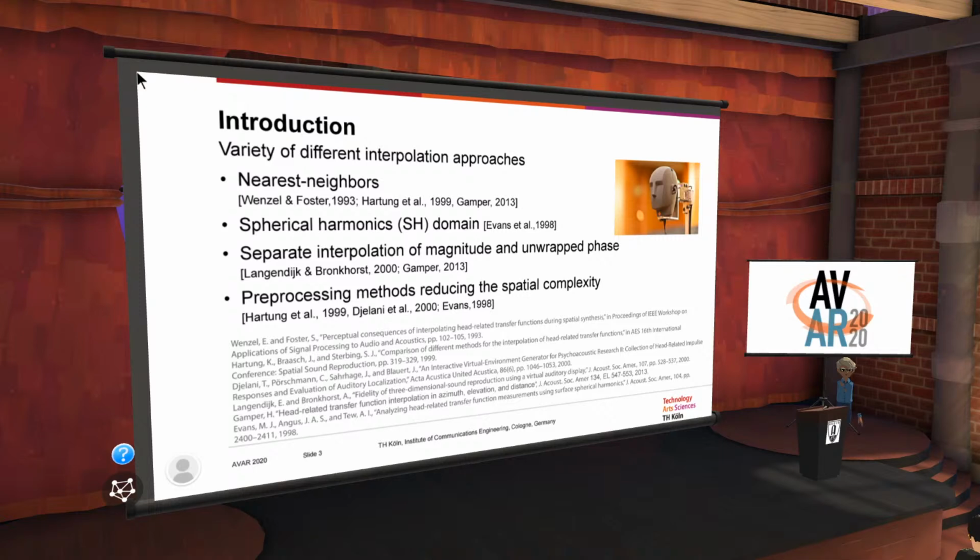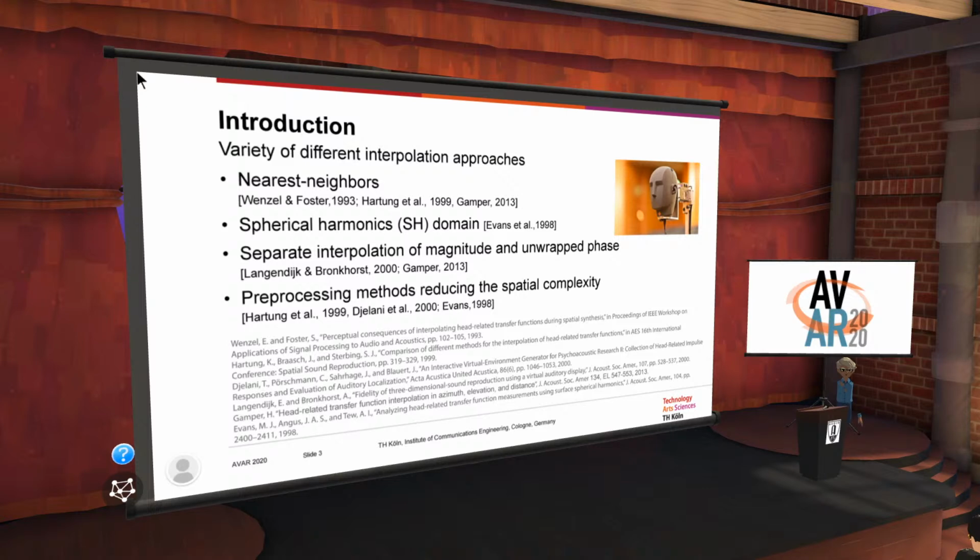Then Spherical-Harmonics seems to be very new and modern, and we hear it quite often at this conference and others, but it is as well from the 90s. There is a very nice paper from Evans et al., who did interpolation, spatial upsampling, and nearly everything was there. But he did not really compare to nearest neighbor-based approaches. Then Langendijk and Bronkhorst did the interpolation not based on the complex spectrum, but separately on magnitude and unwrapped phase. And they had very good results.